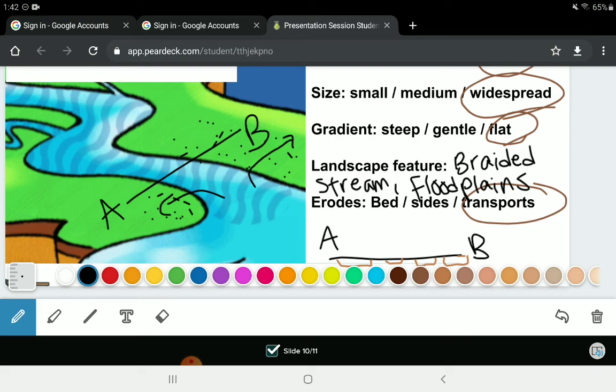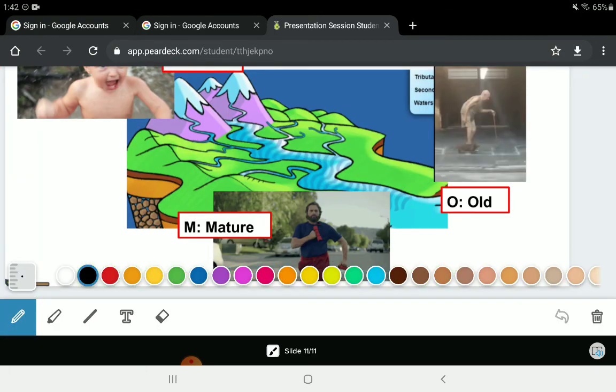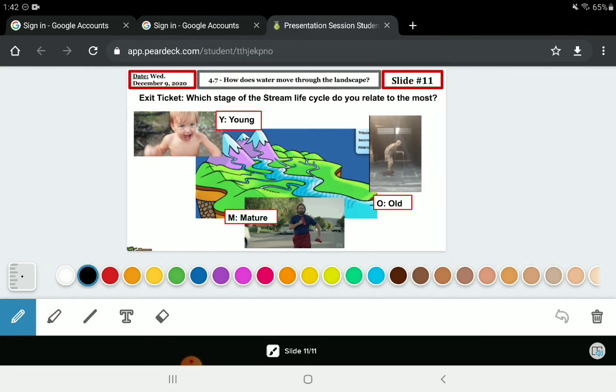Okay, so your last slide of the day is this exit ticket. Which of these do you relate to the most? Do you relate to the young part of the stream life cycle, the mature, or the old, or somewhere in between? And that is all that I have for you all.